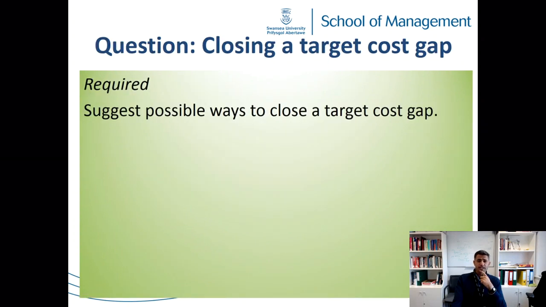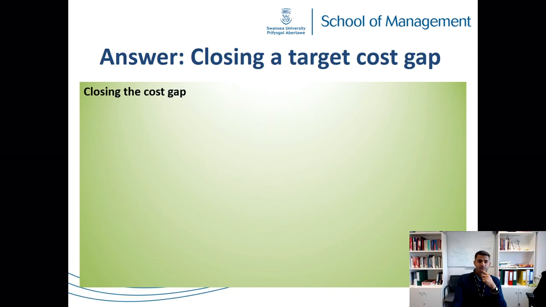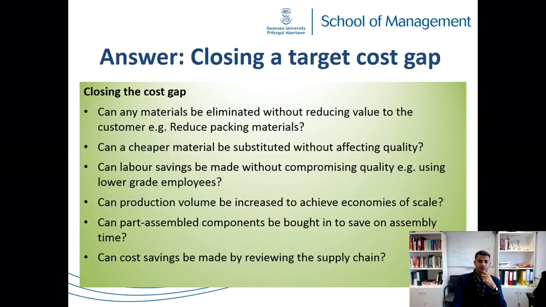Can you first suggest possible ways to close the target cost gap? Anything? Let's have a look. Here we go. Right, so anything you think of? Okay, material, right? Can we change a supplier, a cheaper supplier, and bring in maybe cheaper material? But again, we do not compromise on the quality. That's very, very important.